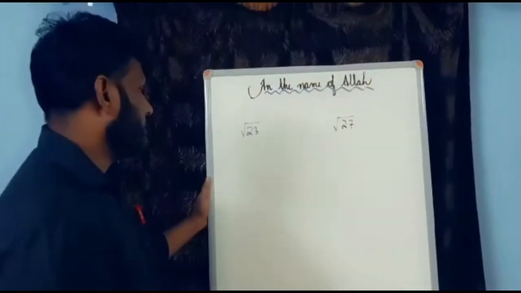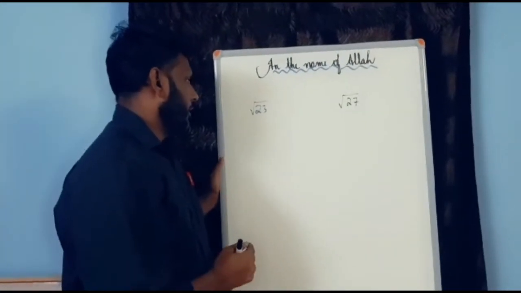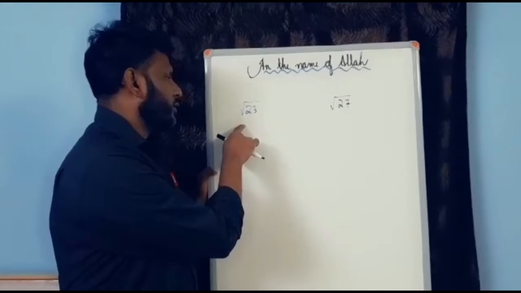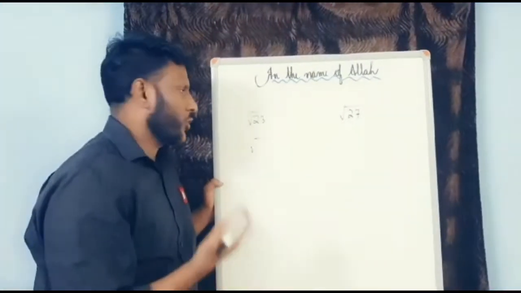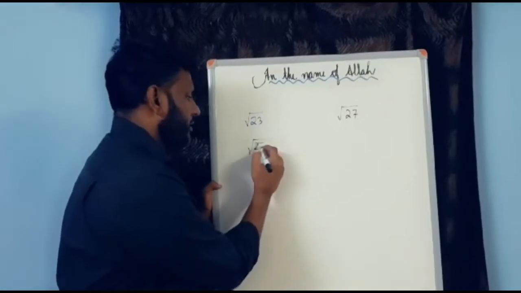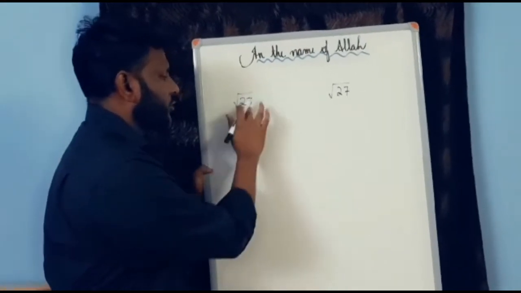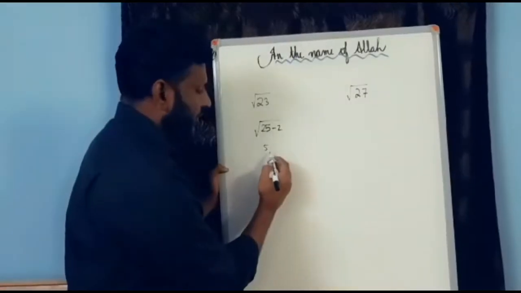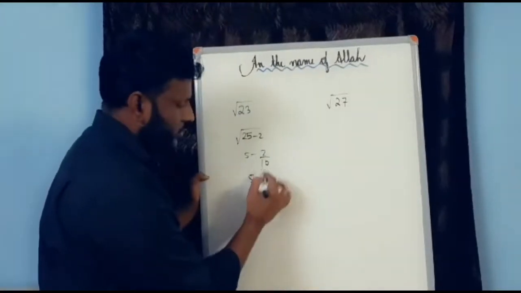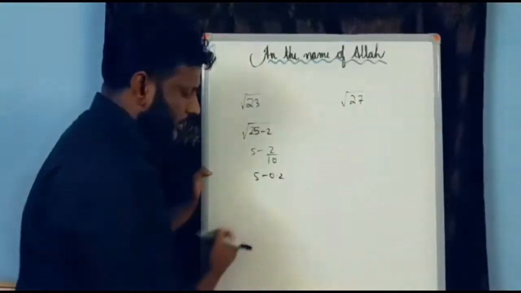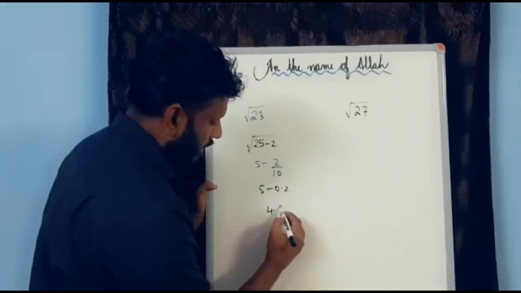Trick to finding the approximate answer of a number which is not a perfect square. Look here, 23. Surely it is not a perfect square. So the nearest is 25. 25 minus 2 is 23. The square root of 25 is 5, minus 2 divided by double of this number, which is 10. So 2 by 10 is 0.2. 5 minus 0.2 is 4.8.